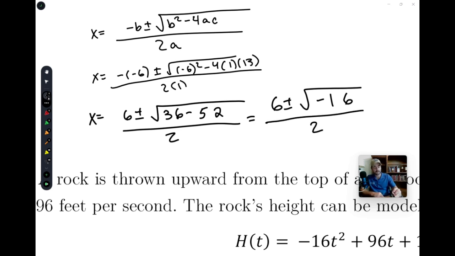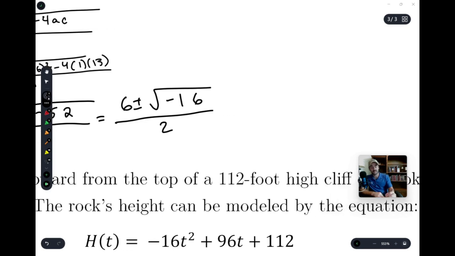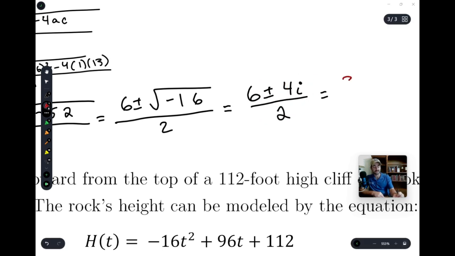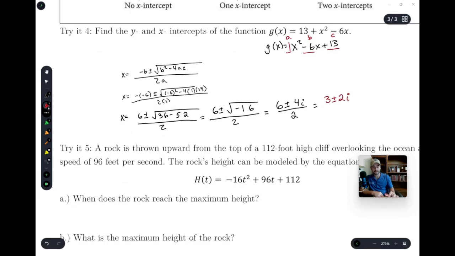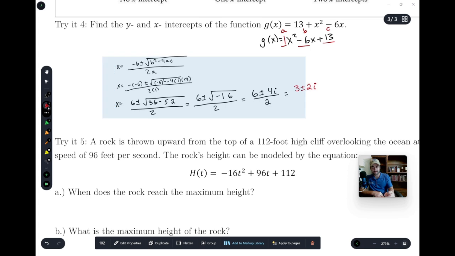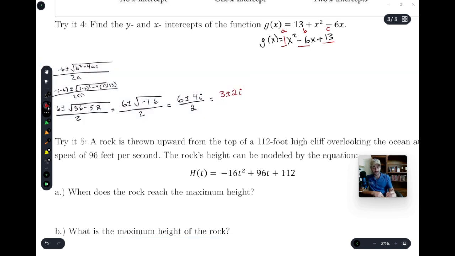All over 2. That is a complex answer. 4i over 2, which is just, reduce the variables. Remember, distribute to both of them, not just to one of them. Division and multiplication work exactly the same way. 3 plus or minus 2i is our x values. So using the quadratic formula, we found our solutions, which was x equals 3 plus or minus 2i.